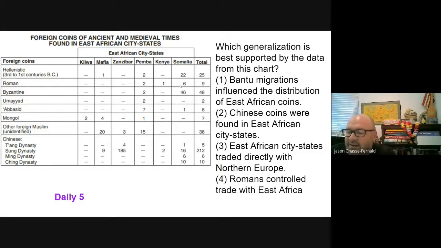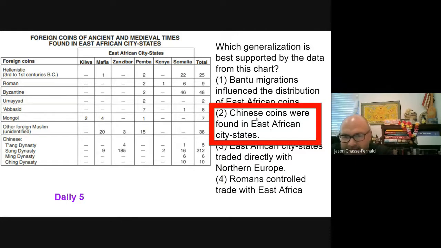So if you're wondering about the time frame on this, your best answer here will be 2. Right? 2 is your best possible answer.